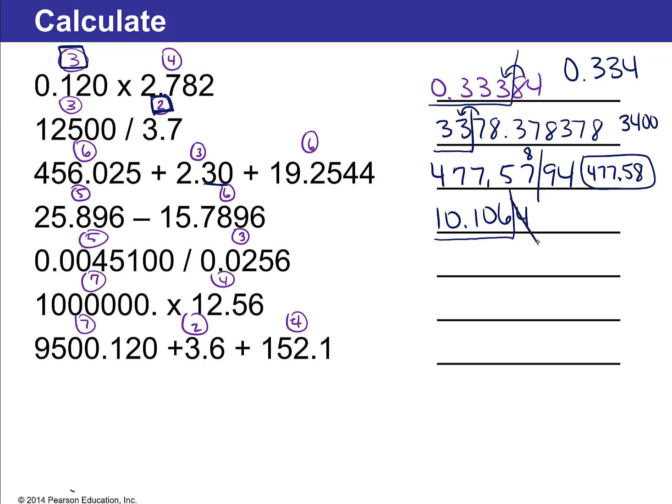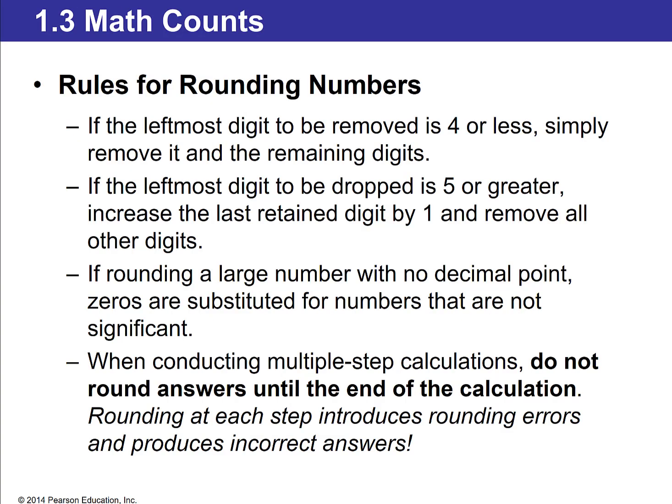So if it's a 5 or greater, round up. If it's less than a 5, you round down. Okay, we don't do that odd even thing. If it's a 5 or greater, round up. If it's less than 5, you round down. So 10.106. Okay, so practice those other ones as well. There's those rules for rounding.